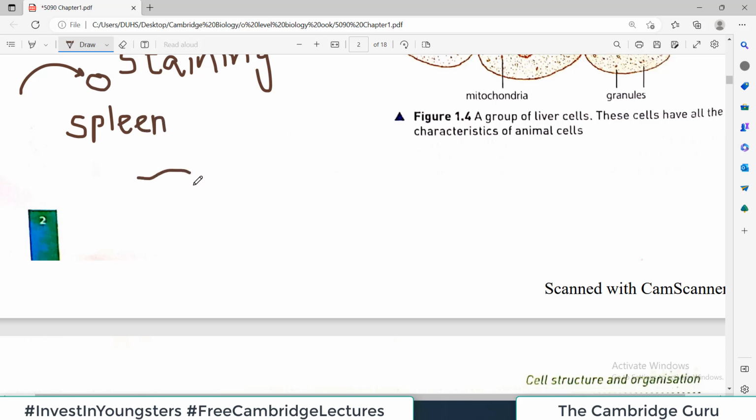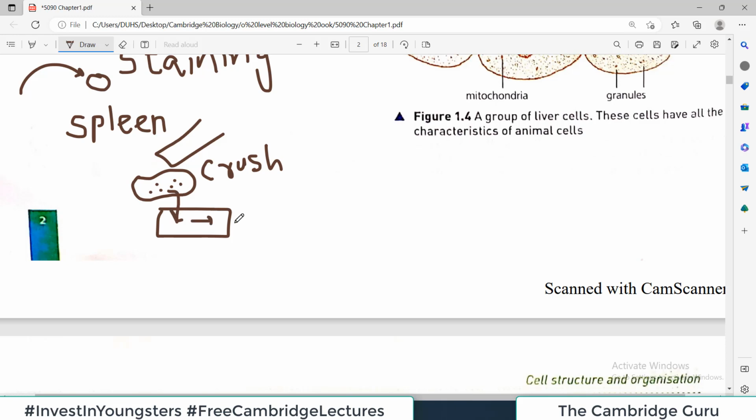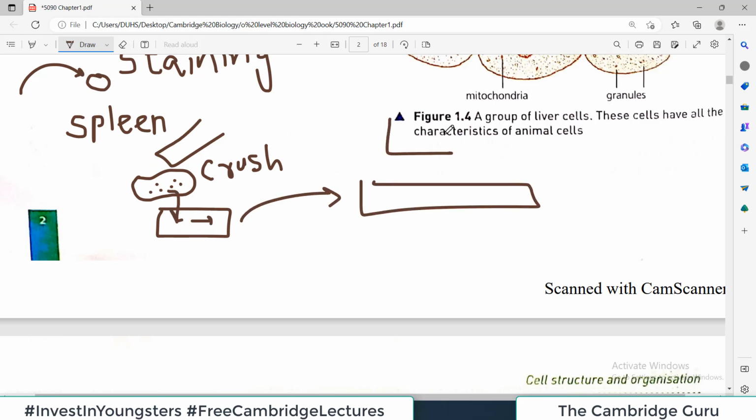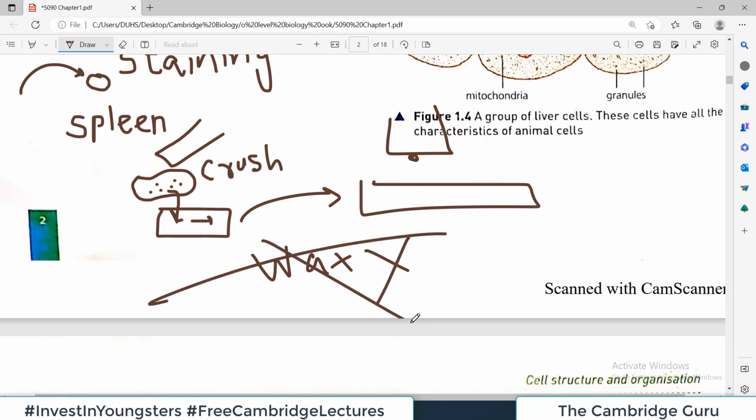So if you simply have to see the cells of spleen, what you do is you use one glass slide and there is another glass slide, and between the glass slide you crush the spleen. So when you crush the spleen without any wax or without anything, cells from the spleen are released and they spread on the slide, and you see this under the microscope with the use of a lens. So here you are not using any wax, so there is no wax needed. There is no razor or blade needed to cut spleen. You simply crush it and you see the cells.